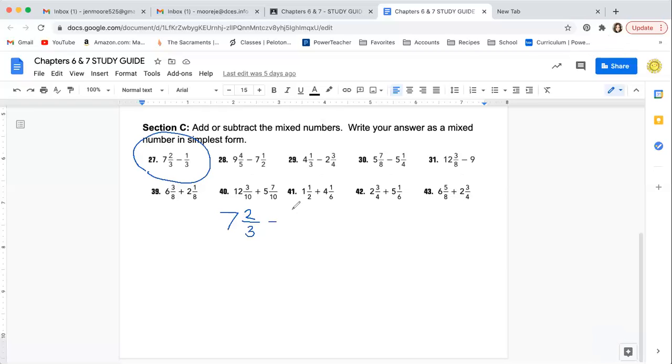So when we look at this problem here, we have to first decide what to do with our fractions, right? So we're looking at our denominators, and lucky us, what's going on here?